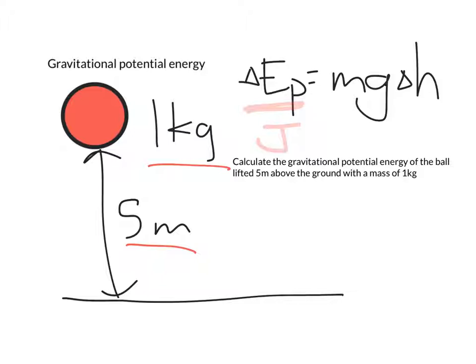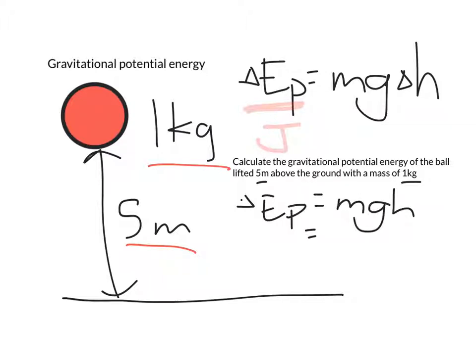Now let's use the equation to do the calculation. This is a typical type of question. Calculate the gravitational potential energy of the ball lifted 5 meters above the ground with a mass of 1 kg. First of all, you've got to identify the height above the ground, so we know it's 5 meters, and the mass, 1 kg.